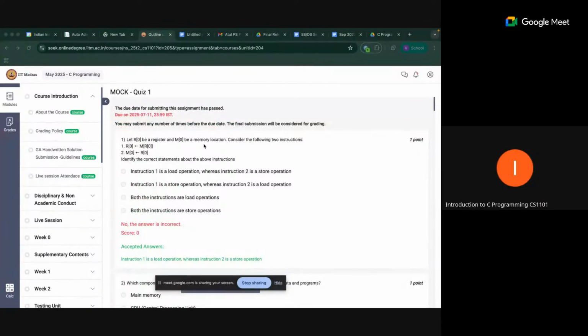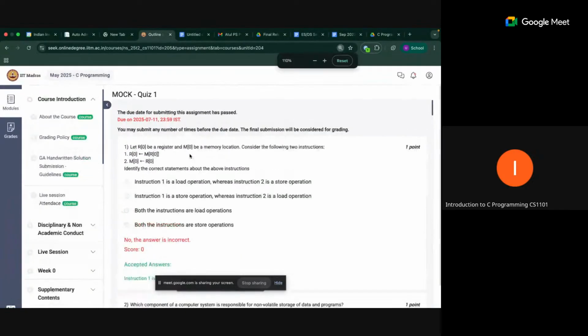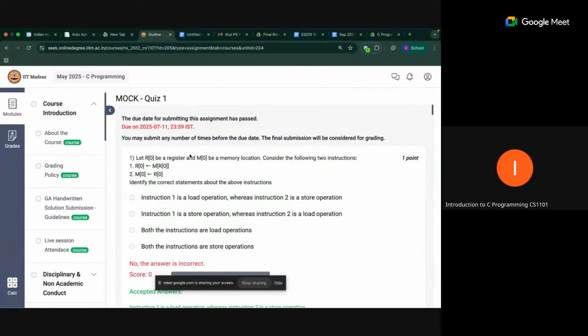So we'll be discussing the mock questions today. The first question is: let R0 be a register and M0 be a memory location. We have to consider the following two instructions, M[R0] ← R0 and the other, and identify the correct statement about the above instructions. Instruction 1 is a load operation, whereas instruction 2 is a store operation.